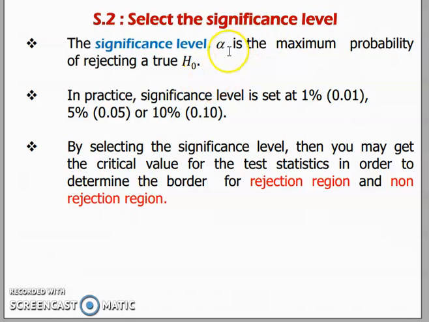Significance level, which is the alpha, is the maximum probability of rejecting a true null hypothesis. So in practice, the significance levels we use are 1%, 5%, and 10%. These are the maximum probability of making an error, which is rejecting a true null hypothesis. By selecting the significance level, you may get the critical value for the test statistic in order to determine the border for the rejection region and also the non-rejection region.